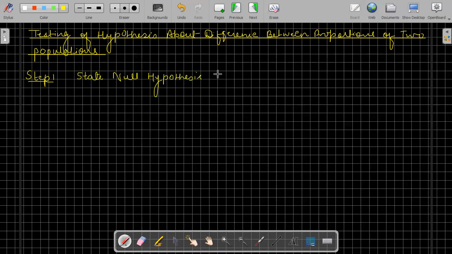Because we are considering here two populations and we are taking the parameter as population proportion, in the null hypothesis we suppose that the proportions in two populations of a particular thing are equal, where P1 is the proportion in population 1, P2 is the proportion in population number 2.